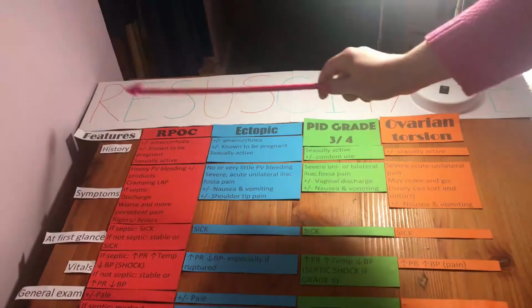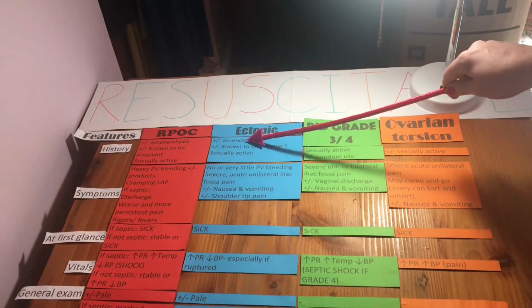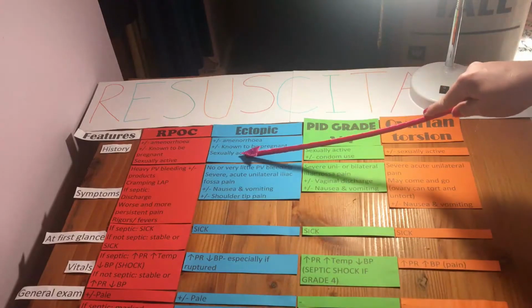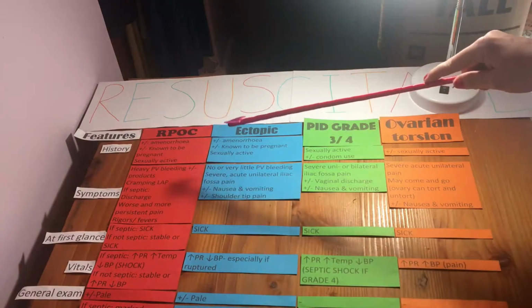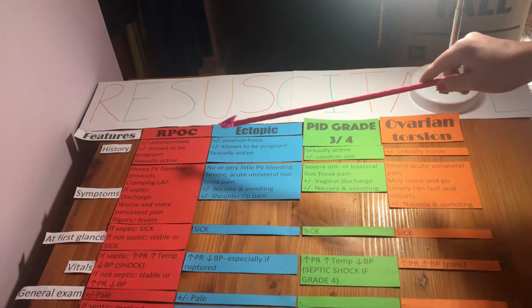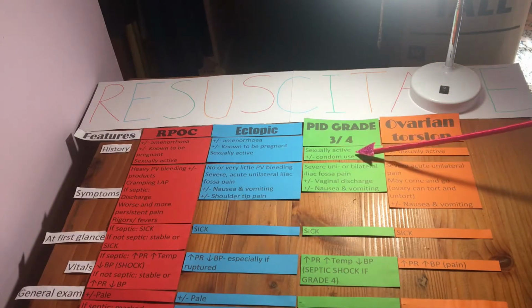Okay, so on history, these two patients may or may not have had a history of amenorrhea. They may or may not know that they are pregnant. They will definitely have been sexually active. They may or may not have been on contraception. Contraception does fail. This patient will definitely have been sexually active and may be using condoms, may not be. If they are, doesn't mean PID is off the table.